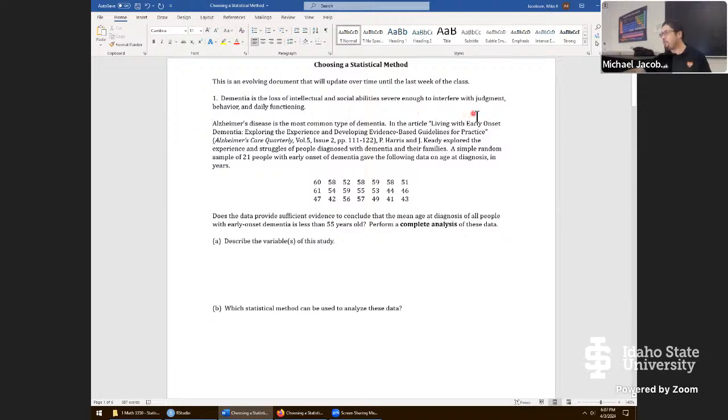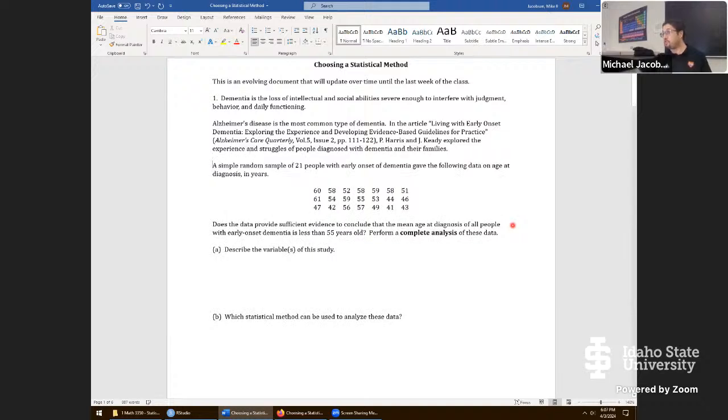So in the article, Living with Early Onset Dementia, really long article from the Alzheimer's Care Quarterly, P. Harris, J. Keaty explore the experiences and struggles of people diagnosed with dementia and their families. So this is pretty serious data as well. They tell us next, a simple random sample of 21 people with early onset of dementia gave the following data on age at diagnosis in years. So this is pretty rough data again. I mean, this person right here is my age, and getting a diagnosis like that is a very devastating thing. So that's serious data we're looking at again.